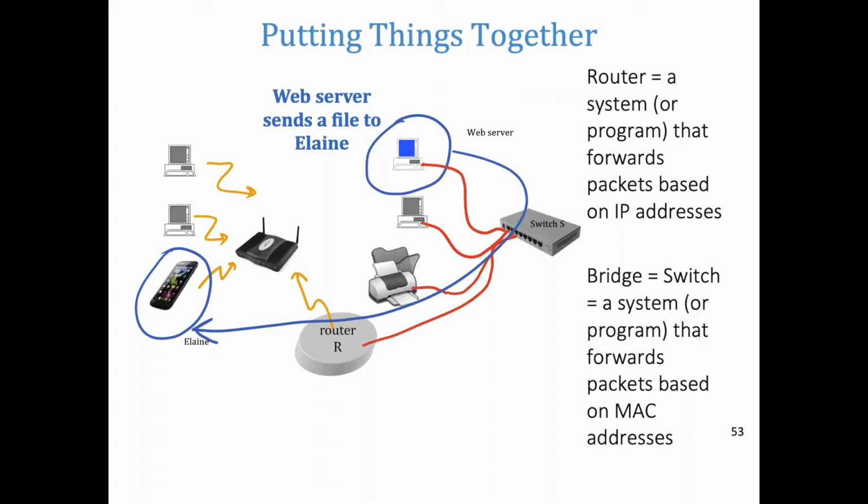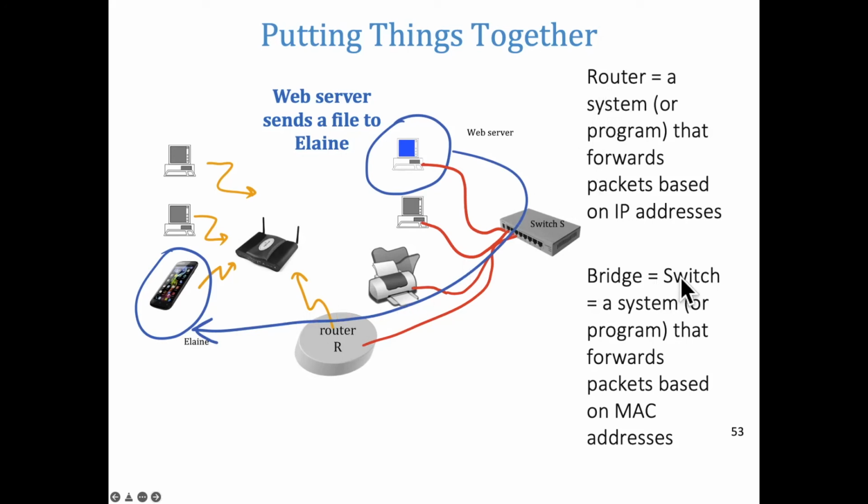Let's put everything together. We went through all layers one by one. Let's put everything together on a simple example. This example we already saw. We have a web server that now wants to send a file to Elaine. Imagine the part where Elaine sends a request to this web server is already done. This web server knows what Elaine wants and who Elaine is, and now sends the file that Elaine requested to her. This file might go through a switch and a router.